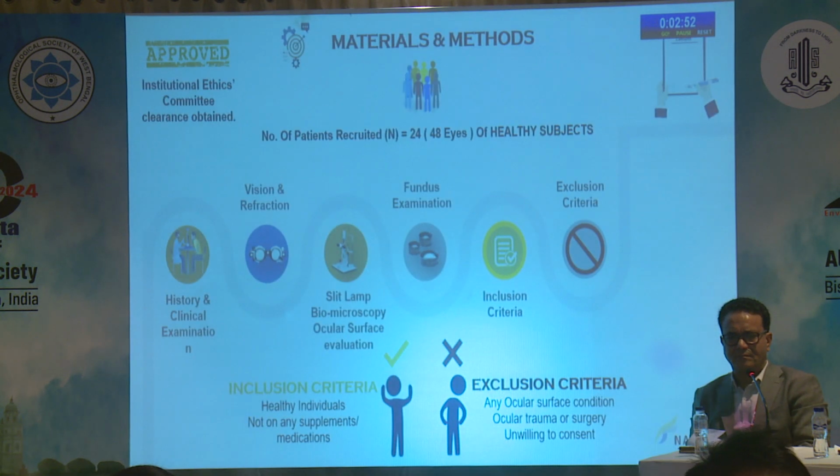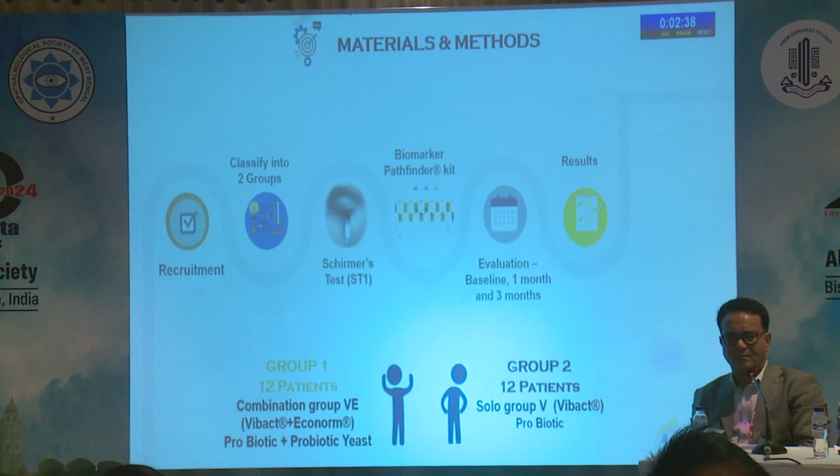This was a prospective study where we looked at 48 eyes of 24 patients. A detailed ocular and systemic examination was done. We picked only healthy individuals who did not have any abnormality in the eyes or in the system. We grouped these patients into two. Group 1 were the patients consuming both probiotics and probiotic fungus, and Group 2 consumed only probiotics. The tears were collected before the start of the study, and then at 1 month and 3 months after the start of the study.